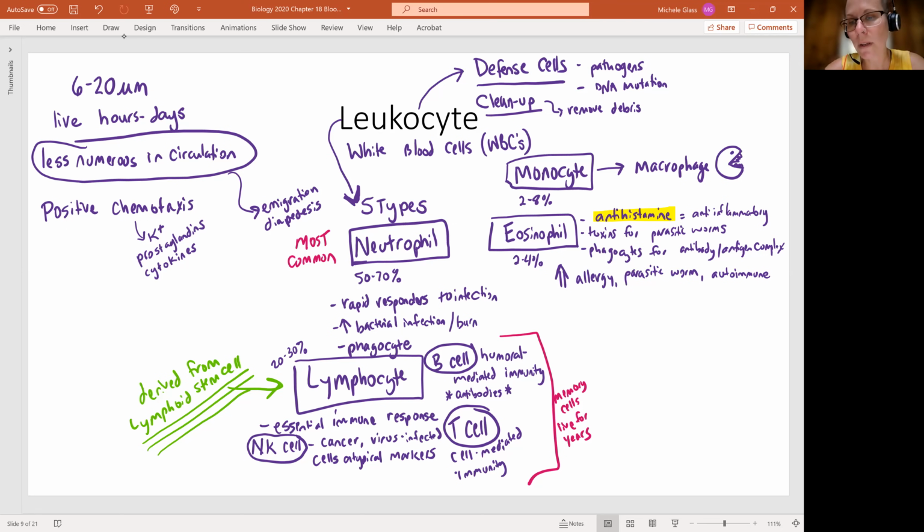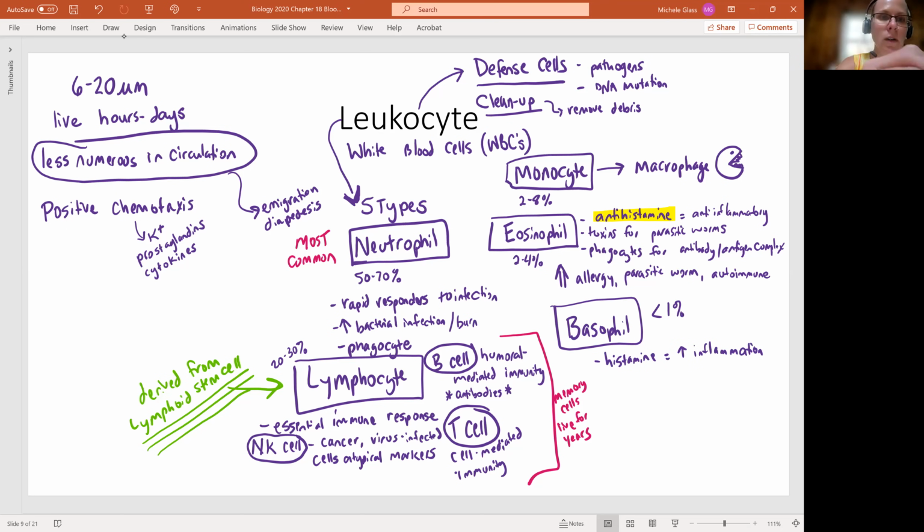And the last one of these to mention is the basophils. So again, eosinophils, neutrophils, and basophils are named based on how they stain. And this one is the least abundant. We see less than 1% in circulation here. And this one is going to release histamine, which is actually going to increase inflammation. So antihistamine is working against histamine. Inflammation, we'll see, is an important defense mechanism. So we'll talk about that.